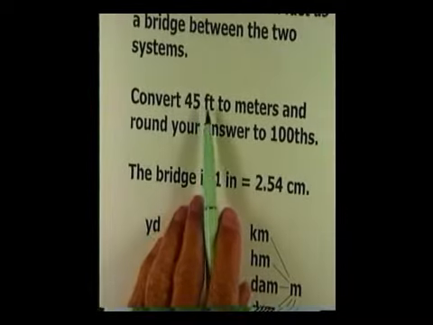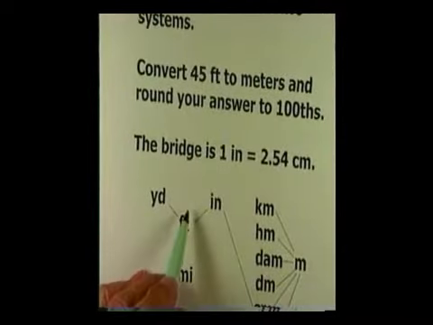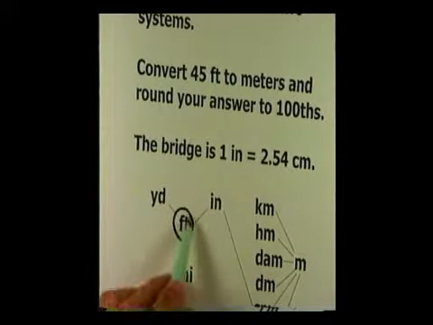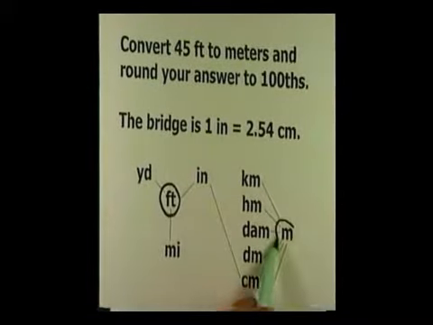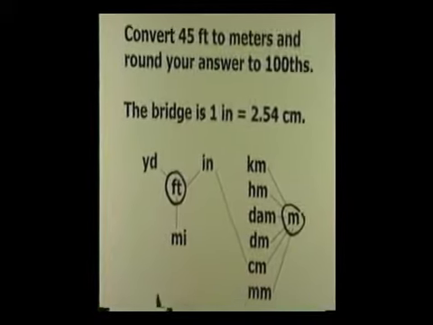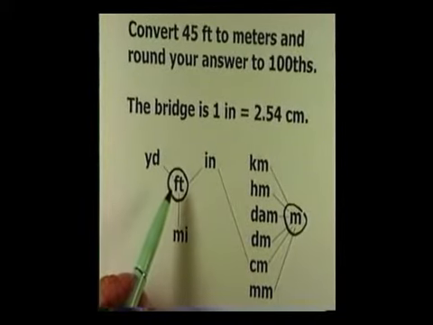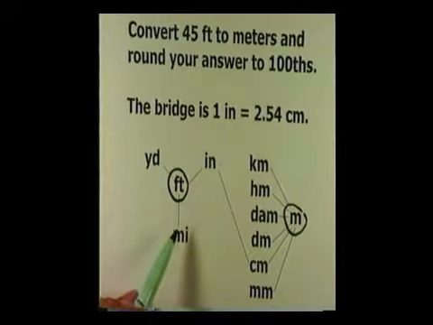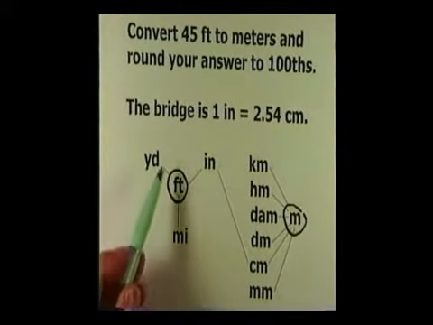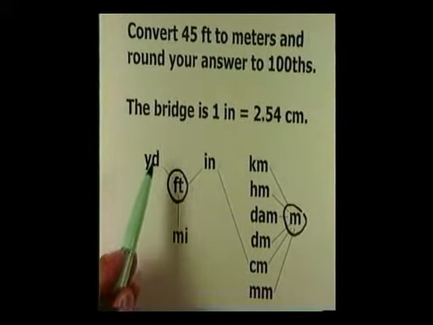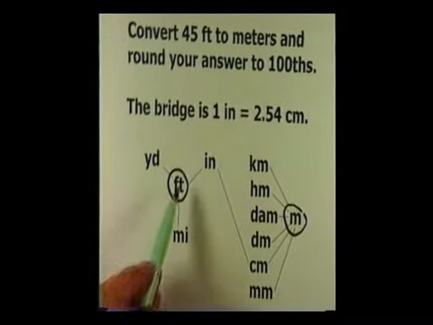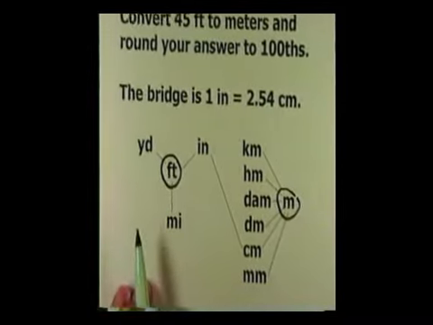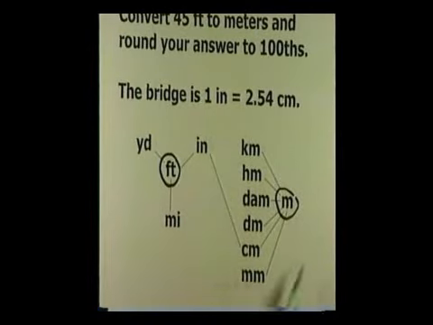So convert 45 feet to meters. We're here at feet. We need to get over here to meters. Here's a chart I gave you previously for American to American conversions involving length. We can use this chart because I know the conversion between yards and feet, the conversion between feet and inches, and feet and miles. Over here you have your metric chart.